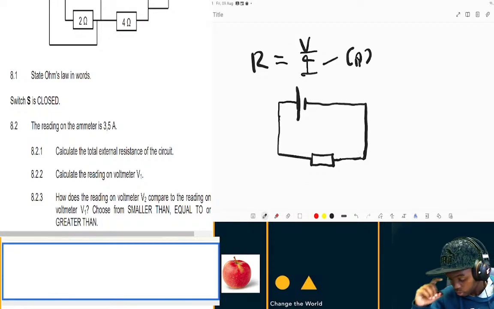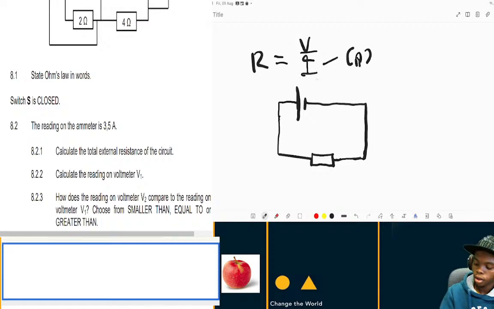Now, let's go to resistors. If they ask me for the total resistance in a circuit, it's the resistance when you combine the resistance of all the resistors in your circuit. So in this case, we only have one resistor. So if they wanted our total resistance, we'll only have this one. So this resistance will equal the total resistance of the circuit.